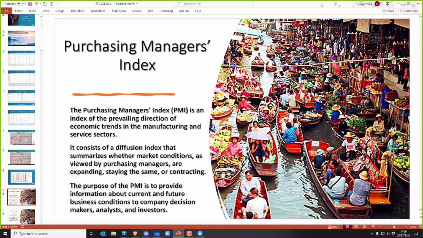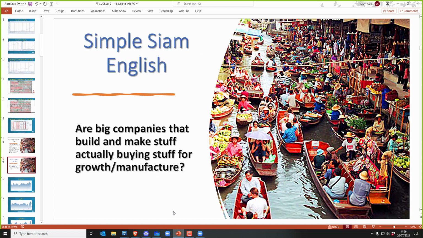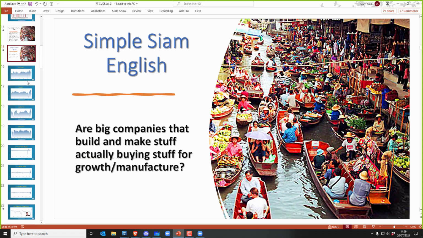Purchasing Managers Index. So this is the official definition of the PMI, but I prefer my one. It's easier to understand. Are big companies that build stuff and make stuff actually buying stuff to grow and manufacture? If I'm the purchasing manager for a big steel rod factory, I have to go out and find freaking steel. And so this is what PMI is, and it's a good indicator of whether the world is actually doing stuff.